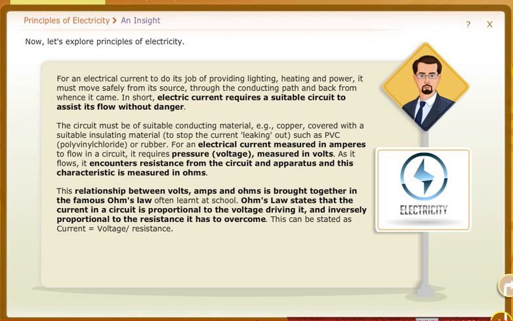This relationship between volts, amps, and ohms is brought together in the famous Ohm's law, often learnt at school. Ohm's law states that the current in a circuit is proportional to the voltage driving it and inversely proportional to the resistance it has to overcome. This can be stated as current is equal to voltage divided by resistance.